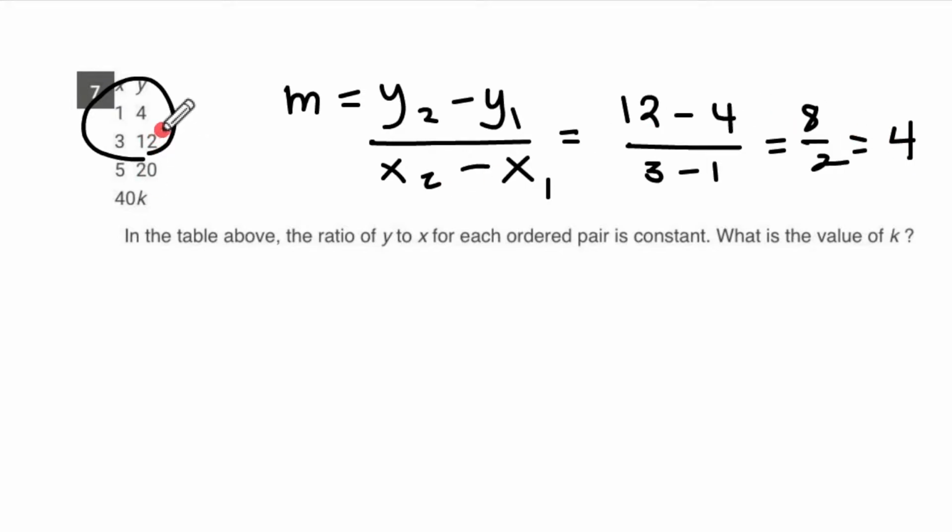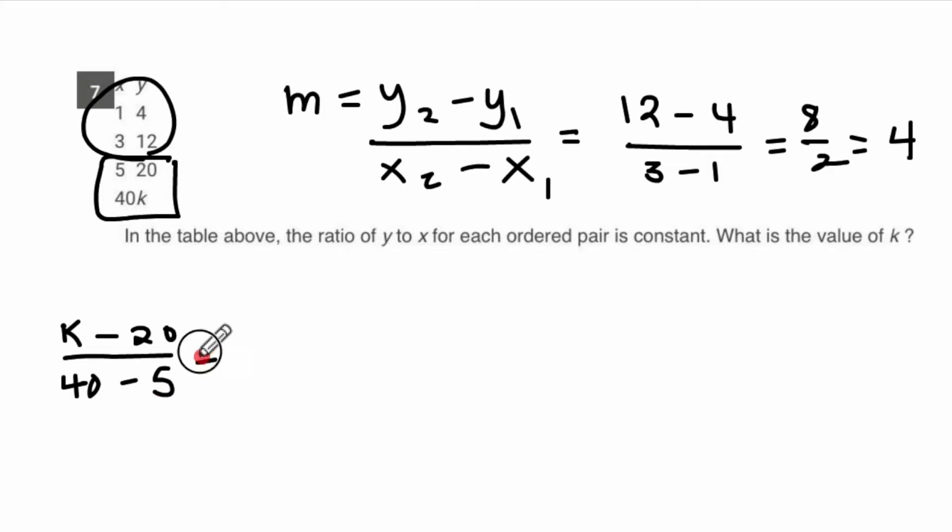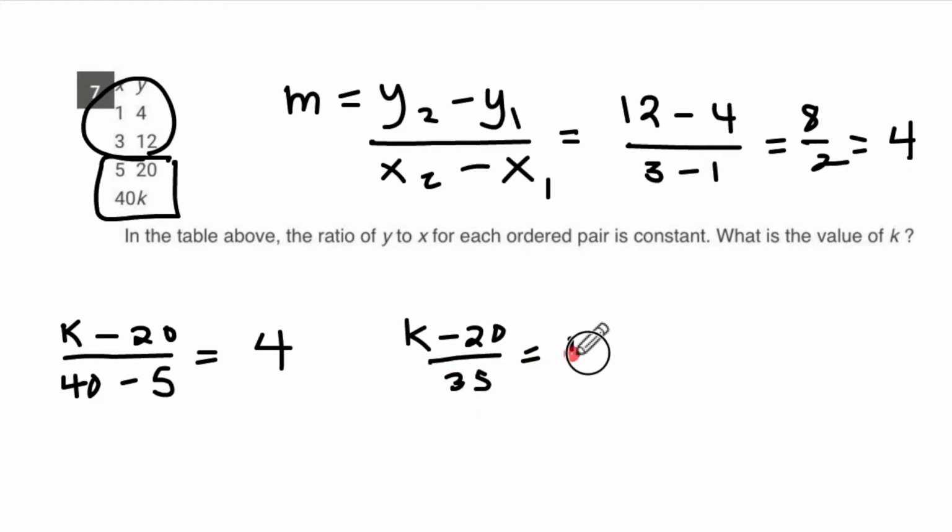Now I'm going to take 2 more points. I'm just going to take these bottom 2 right here, and I'm going to find k, because we know that the slope between these 2 points also is 4, because it tells us that the ratio is constant. So let's do this. We're going to do the y coordinates, so we can do 20k minus 20, subtracting the y coordinates. Now you want to subtract the x coordinates in the same order, so it's going to be 40 minus 5 equals 4. The ratios are constant. So we're going to get k minus 20 over 35 equals 4.